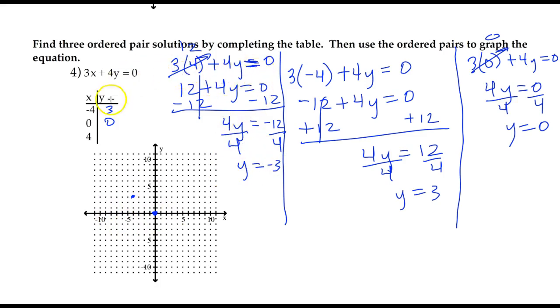So when x is +4, y is -3. So coming from the center, 4 to the right, down 3. And from here, we just draw a line through all 3 points. And that is what our line would look like.